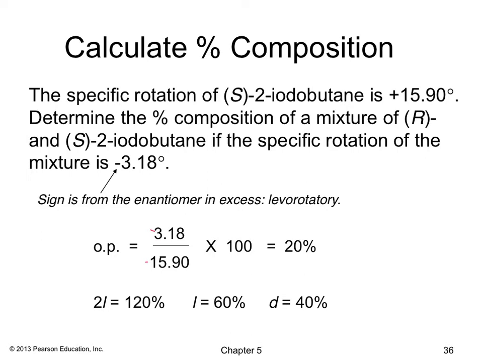Now, in order to calculate what the percent composition is, you know that L, right? So we know that L minus D, because we know that it's levorotatory, is going to be equal to 20%.